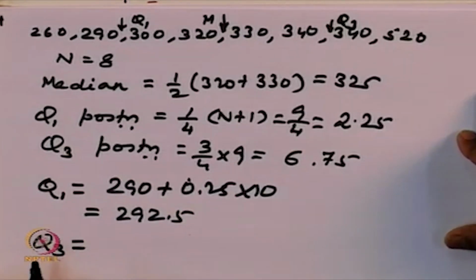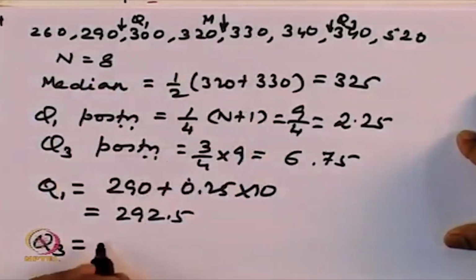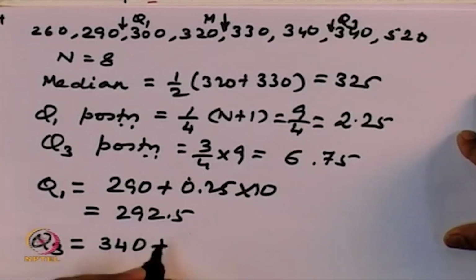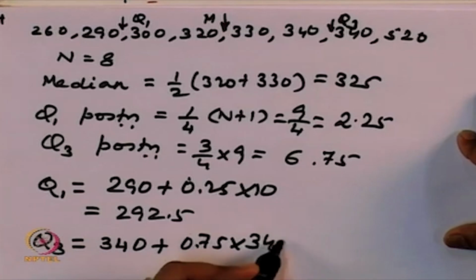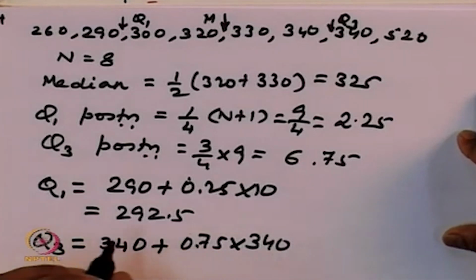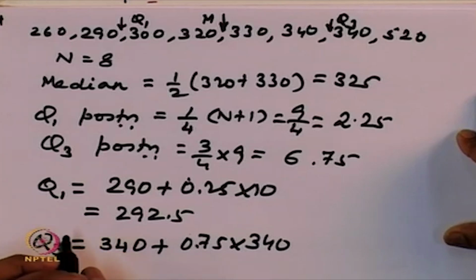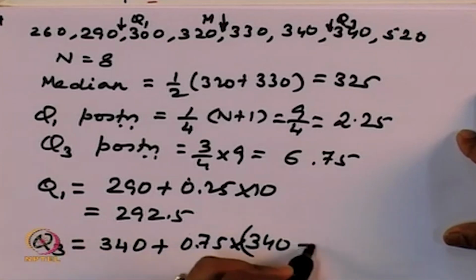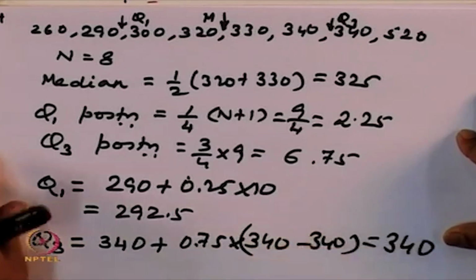Q3 is going to be 6.75, so counting 1, 2, 3, 4, 5, 6 gives 340, plus 0.75 times (340 minus 340). So it will still get the value. Q3 is in this particular position, 0.75 times 340, but 340 minus 340 is nothing but 340 only. Okay. So we have calculated the values of Q1 and Q3.